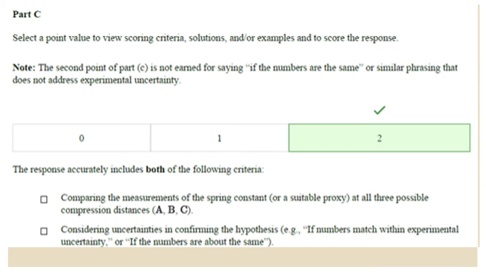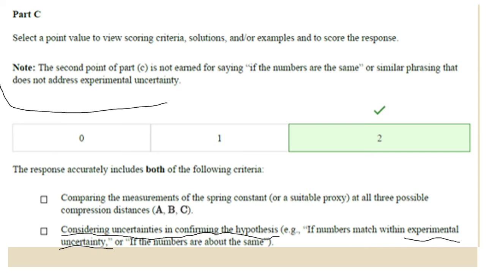This is another thing to realize, is that if they want you to compare values for multiple trials here, you have to talk about the numbers matching within experimental uncertainty, that they're close enough. Take a second to pause this video here and make a note of that, making sure you understand all the parts of this scoring guide. And when you hit play, we'll go through some example responses.